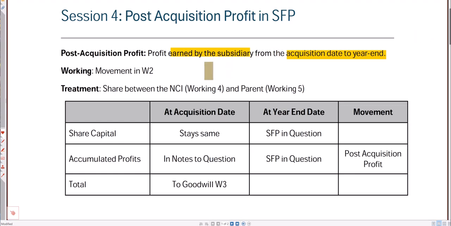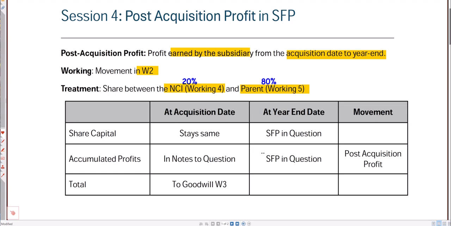Where are we going to work it out? Well, we're going to work it out in our working 2. Remember, we've got 5 main workings. Working 2 is the equity table in order to work out the net assets of the subsidiary. And once we work out the post-acquisition profit, we are going to share it out, because remember, the NCI is going to get some of it, their percentage, and the parent is going to get some of it, their percentage. So if the NCI was, let's say, 20%, the NCI is going to get 20% of the post-acquisition profit, and the parent then would get the other 80%.